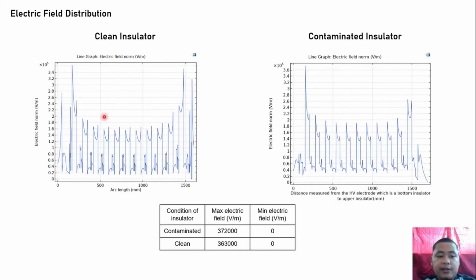And if you plot it in the graph, by distance measured from the HV electric plot, which is the bottom, to the upper, you can see that the contaminated insulator's maximum electric field is much higher. But if you see the pattern of the graph, the contaminated has fewer patterns compared to the clean insulator.